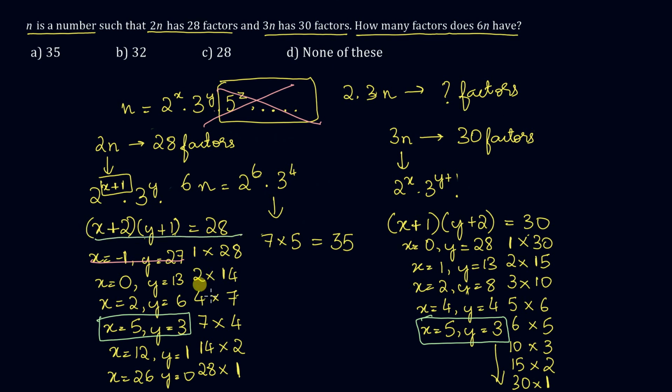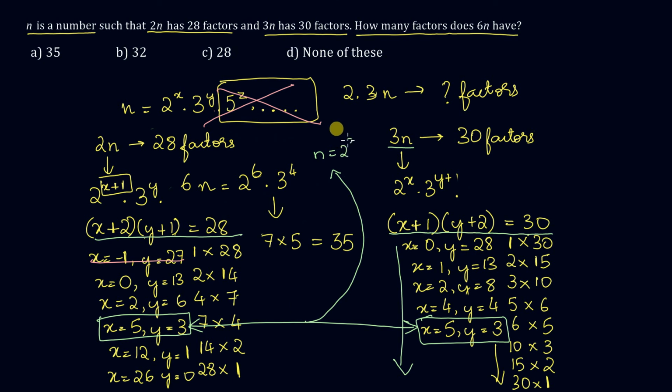So that leaves us with many possibilities for x and y, and when we take the number of factors for 3n, we get x plus 1 times y plus 2 is 30, leaving us with many other possibilities for x and y. Only one of them match with each other, and that's the exponents that we need to consider. So that's when we get the value of n, and n is 2 power 5 times 3 cube, and then we plug that in 6n. So each exponent goes up by 1, which means that to find the number of factors for 6n, we need to increase that exponent by 1 and multiply the numbers to get the answer.